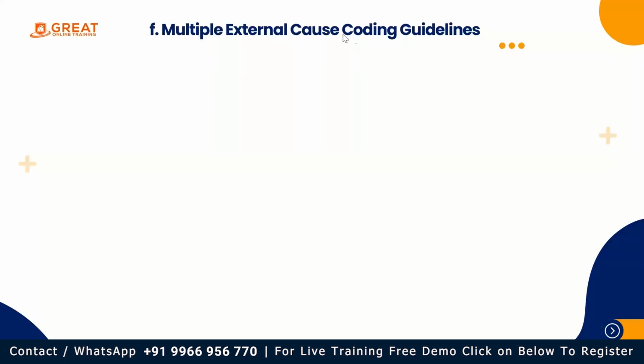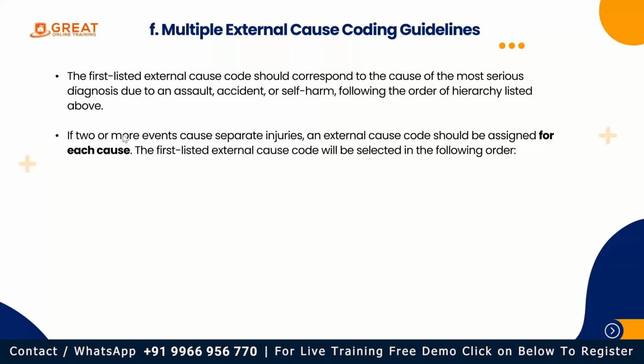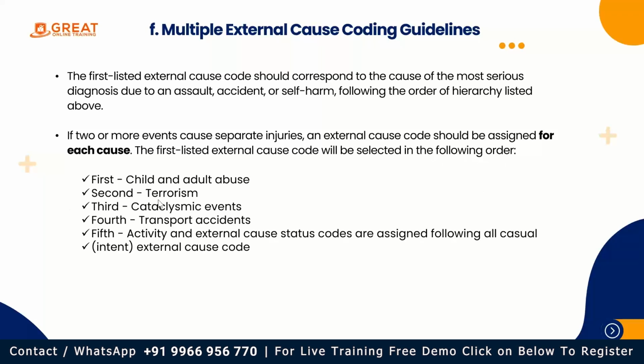Next point, multiple external cause coding guidelines. The first external cause code should correspond to the cause of the most serious diagnosis due to an assault, accident, or self-harm, following the order of hierarchy listed above. If 2 or more events cause separate injuries, an external cause code should be assigned for each cause. The first listed external cause will be selected in the following order. This is the order if 2 or more events cause separate injuries. In that case, you have to follow this order.